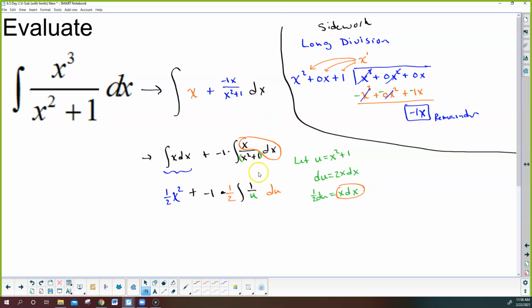And then notice, again, this is a natural log. Most of the times, if you can do long division, your antiderivative is going to be a natural log anyways. So I know this will be the natural log of u, but to save time, I know what u is equal to. And then out front, we get a -1/2 when I multiply those. And the second piece drops down.